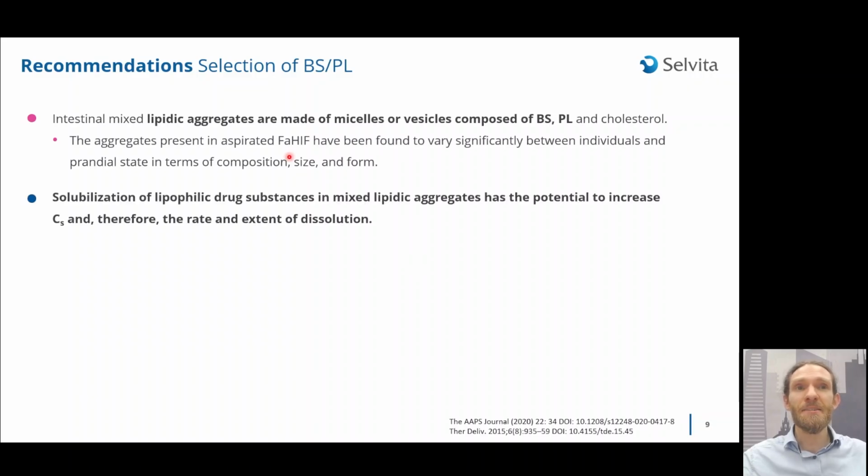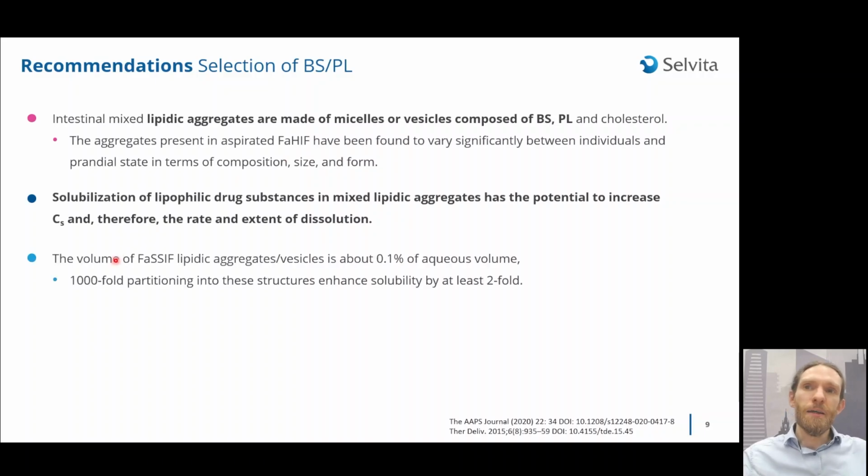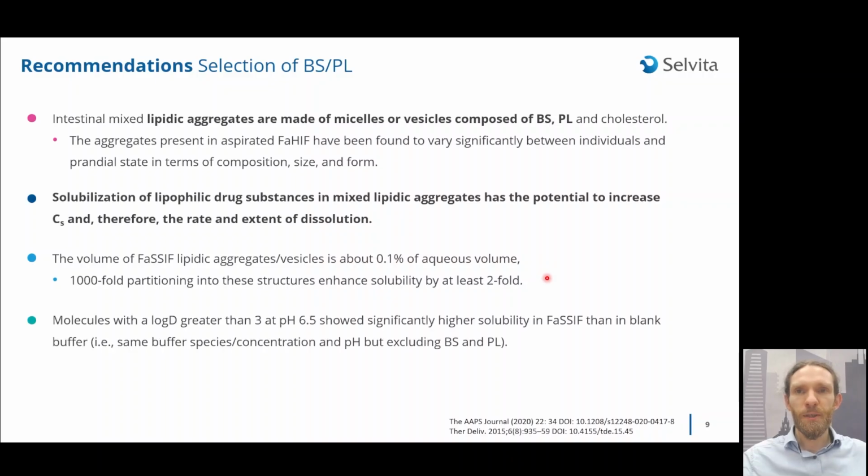These lipid aggregates have the potential to significantly increase concentration and therefore rate and extent of dissolution. To what extent? If the volume of fasted state intestinal fluid lipid aggregates, these vesicles, is about 0.1% of aqueous volume, then 1000-fold partitioning into these structures will enhance solubility by at least twofold.